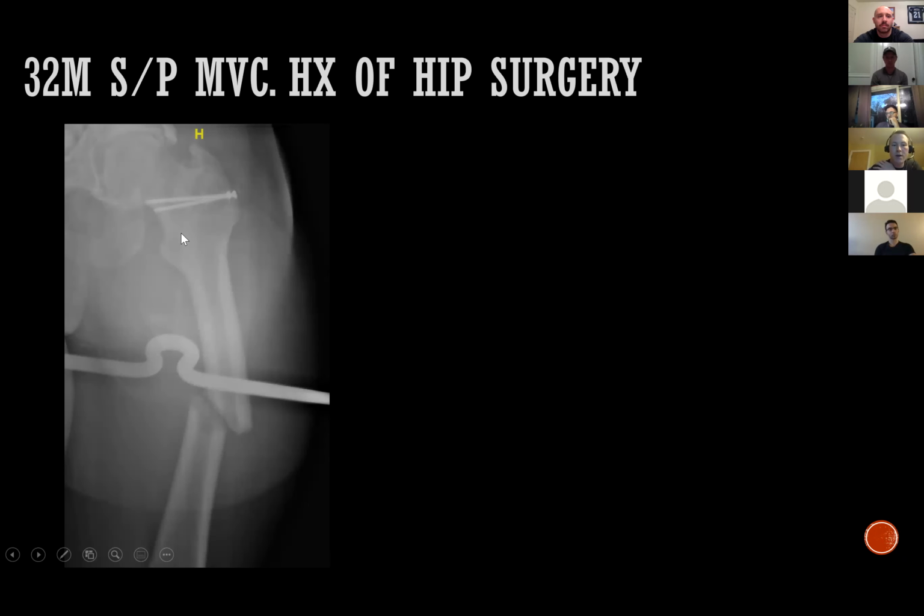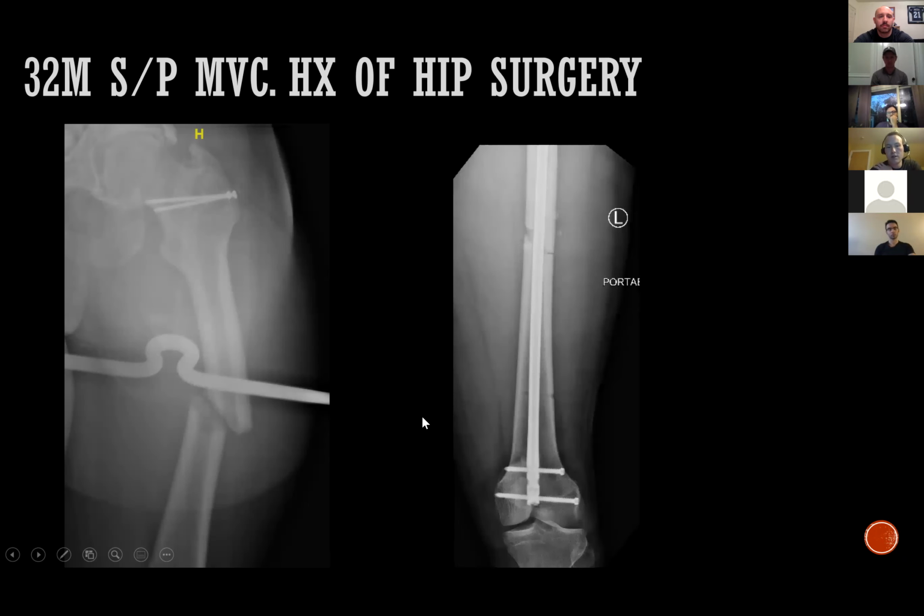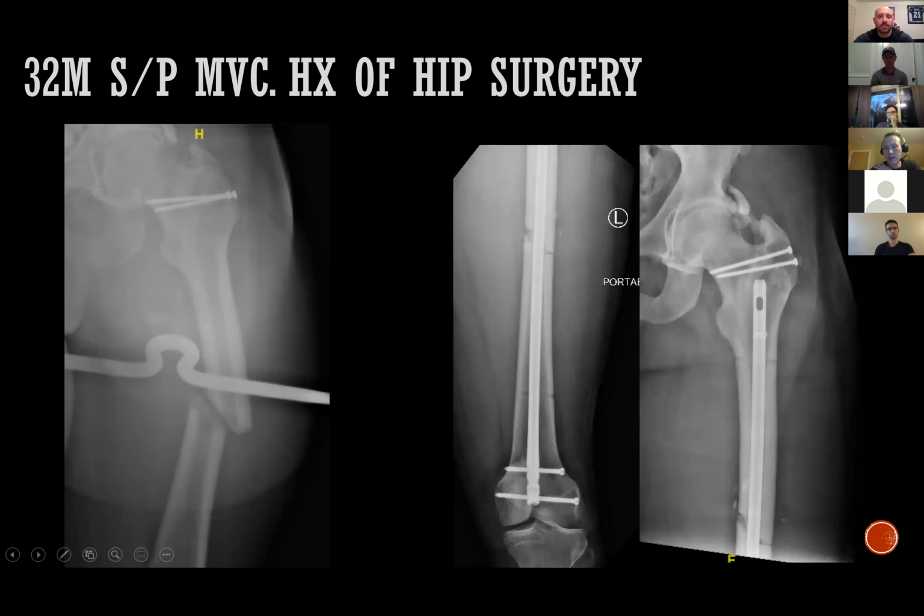Can we go antegrade? Sure, we could. We'd have to take these screws out. We'd have to chisel away little bits of bone in order to get the right start point. But why? We can just go retrograde. So that's what we did.